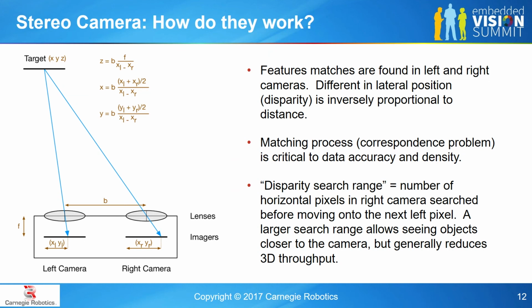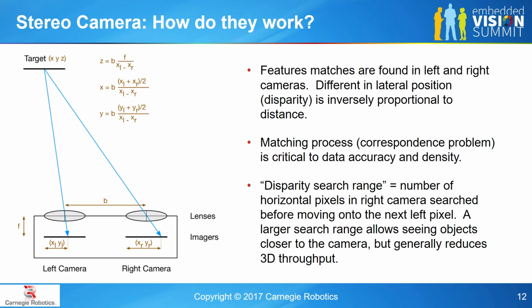So things at infinity don't move at all. When you observe them with your left eye and your right eye, things that are very close move much more greatly within my field of view. So if you have a very accurate understanding of camera baseline and lens distortion parameters, you can use that shift to figure out how far away that little piece of texture is. And this is called a matching or correspondence problem, and that's critical to data accuracy and density.